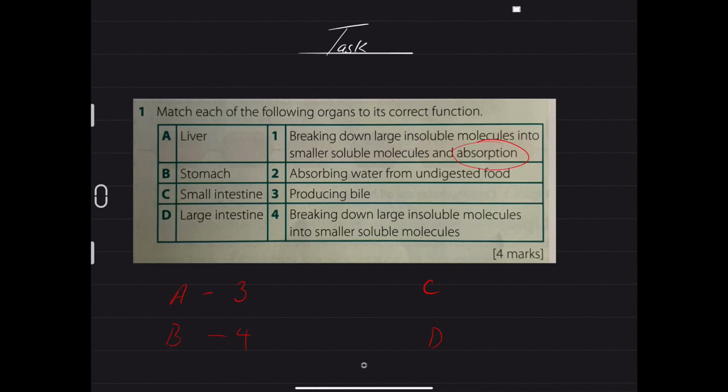So the correct answer for C would be 1. So remember to read the question carefully, and the corresponding labels, remember to read them carefully as well and look at the key words. Absorption happens only in the small intestine. Now, D, you have the large intestine, and this is absorbing water from undigested food. So D would be 2. So just give yourself a mark out of 4 for this quick question.